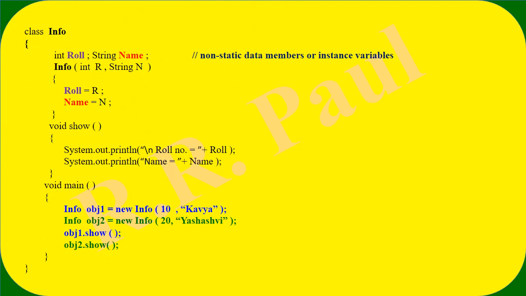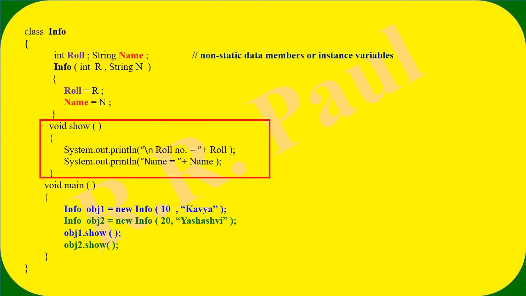See this example. We have a class info having two instance variables, integer type role and string type name. Here the constructor is receiving two values and it is assigning those two values to the instance variables. Then we have a function show, showing off the values of the calling object. Then comes main function.